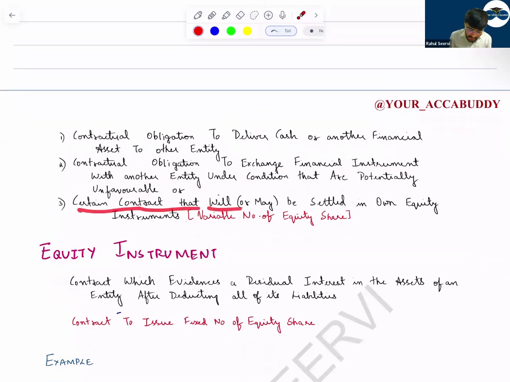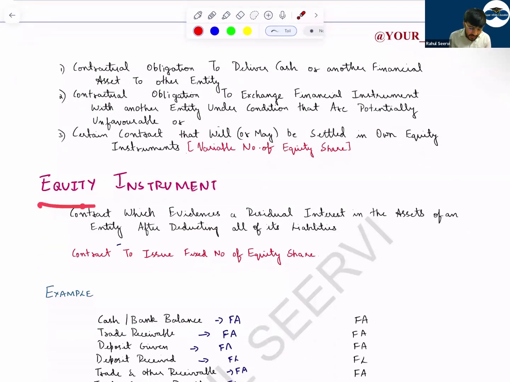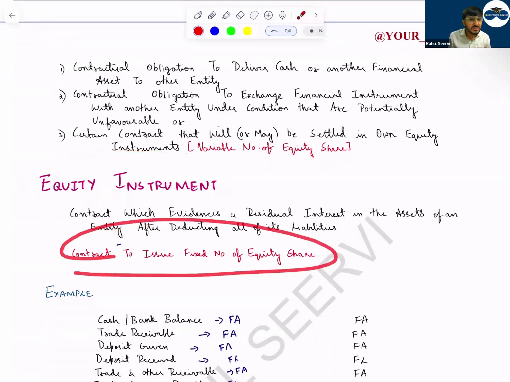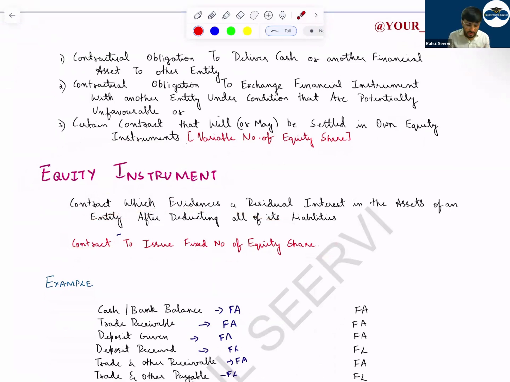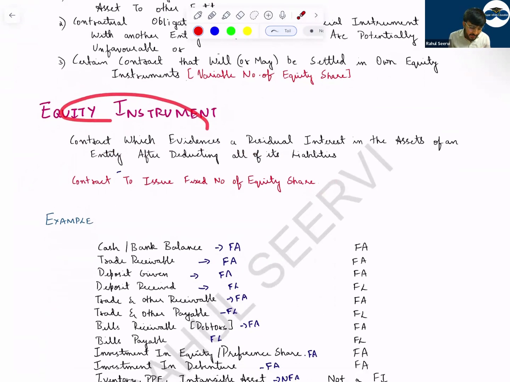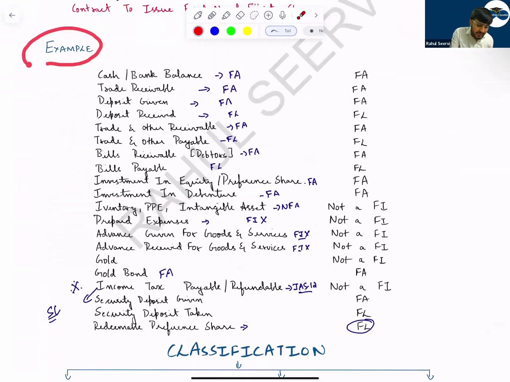Then certain contract that will or may be settled in the own equity instrument and it should be in a variable number of shares. In own equity instrument, variable number of shares, then we say it is a liability. Equity instrument means residual interest in the net asset of the entity. And contract to issue a fixed number of shares, equity shares, is also an equity instrument. So with this we had covered the definition. Then we started the discussion regarding the examples. All these were the financial assets, financial liabilities, etc.